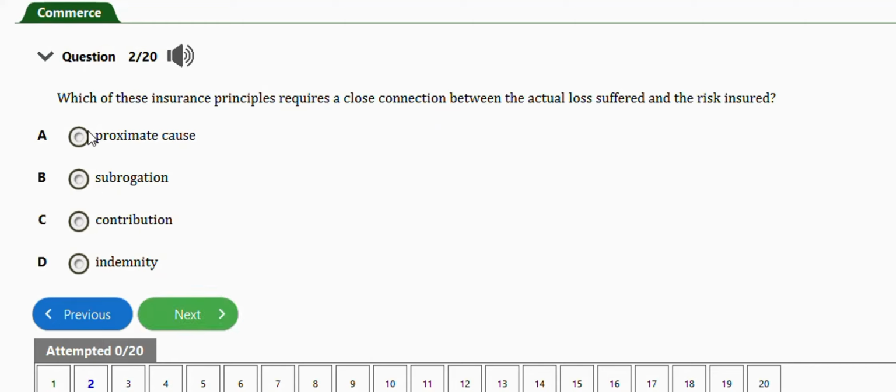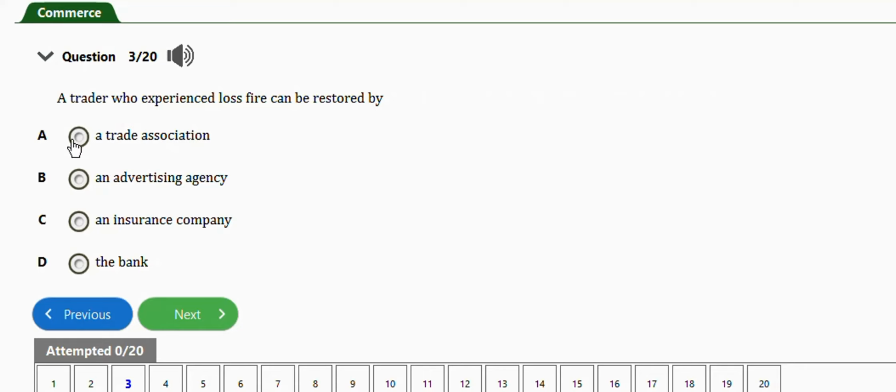Okay, the next repeated question is this one. It says, which of the following insurance principles requires a close connection between the actual loss suffered and the risk insured? We have proximate cause, subrogation, contribution, indemnity. The right answer is option A, which is proximate cause. Okay, very important. Next question is this one. It says, a trader who experienced loss by fire can be restored by: a trade association, an advertising agency, an insurance company, the bank. The right answer is option C, which is an insurance company.